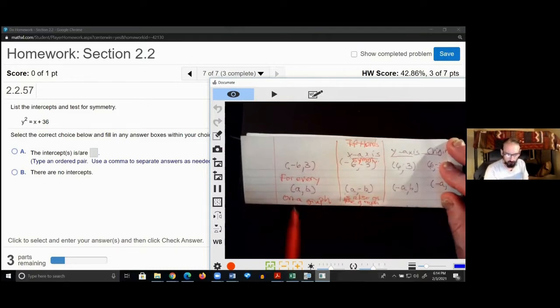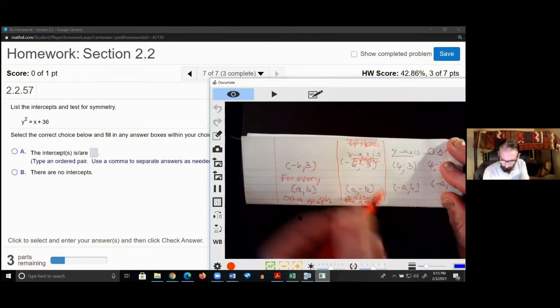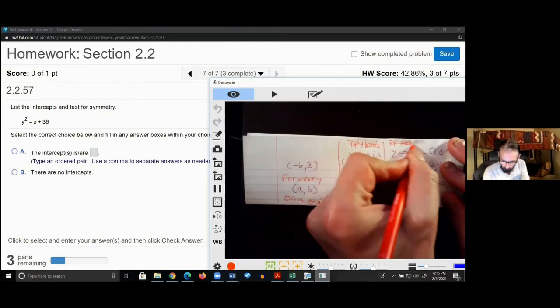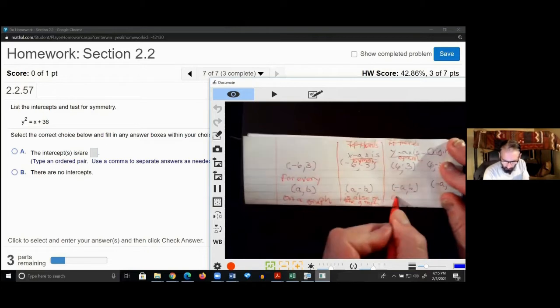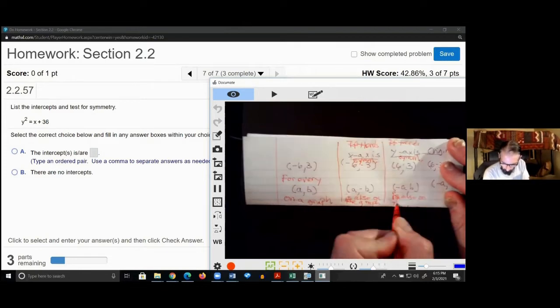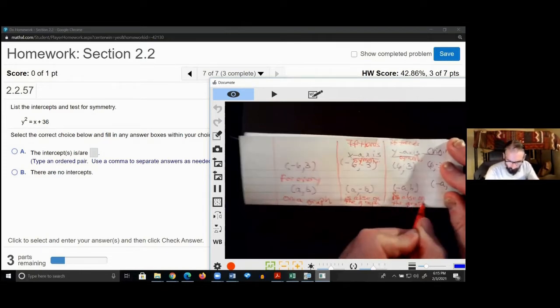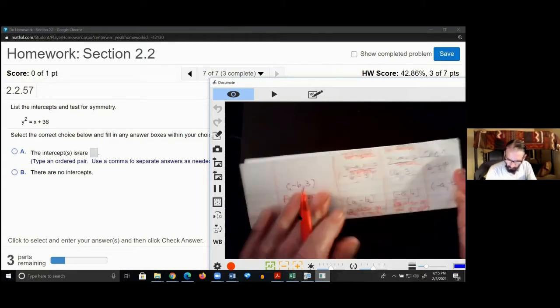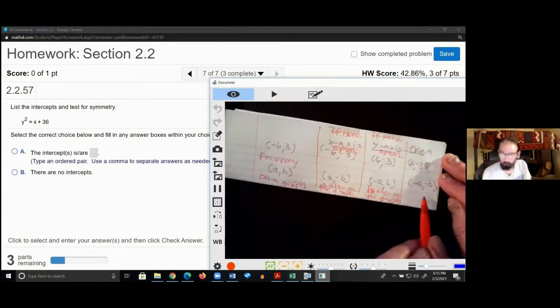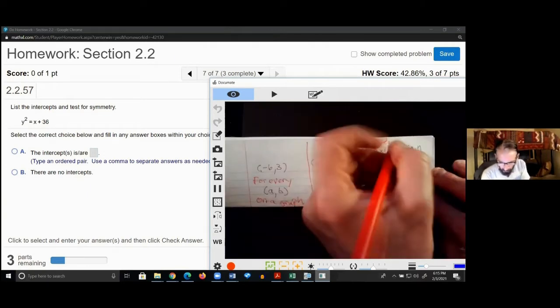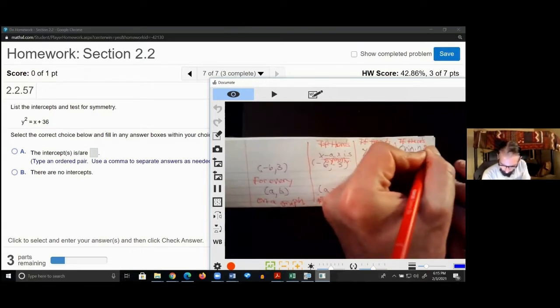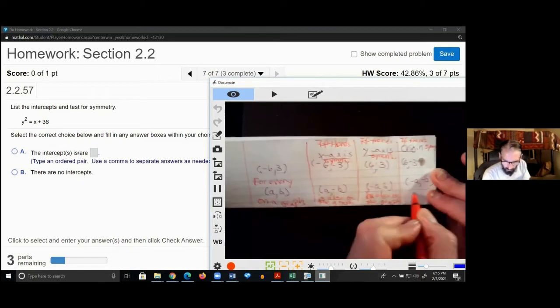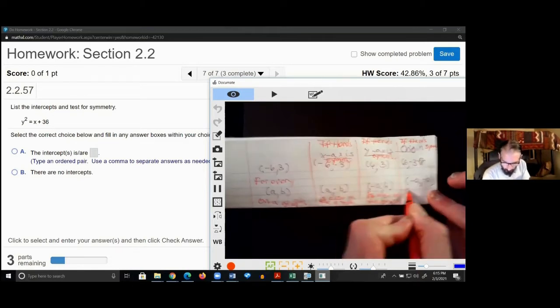For every point on the graph, if there is y-axis symmetry, then negative a comma b is also on the graph. And if there's origin symmetry, then you change both signs. For every point a comma b, if there's origin symmetry, then negative a, negative b is also on the graph.